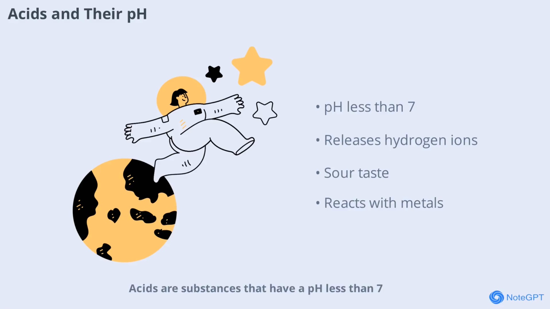Acids are substances that have a pH less than 7. They release hydrogen ions when dissolved in water, which makes the solution more acidic. Common examples of acids include lemon juice, vinegar, and stomach acid. These substances taste sour and can react with metals. Acids are important in many processes, from digestion in our bodies to cleaning products in our homes. Understanding their pH helps us handle them safely and use them effectively.